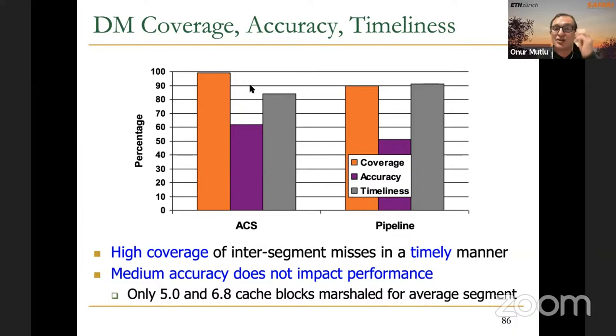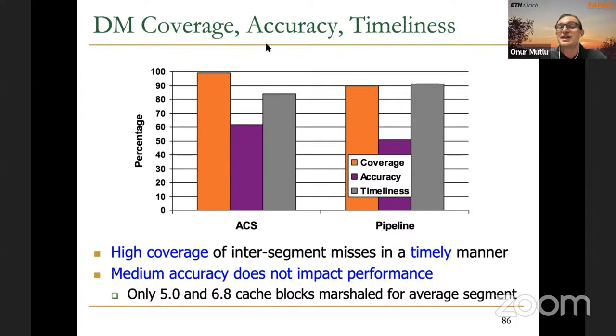And medium accuracy does not impact performance because only a small number of cache blocks are marshaled, 5 to 7 blocks for the average segment. Timeliness is actually quite good, as you can see, even though we didn't do a lot of optimizations. More than 80% of the time, whenever the destination core needs a cache block that's coming from some other segment, it has it in its cache. So it's more than 80% of the time.